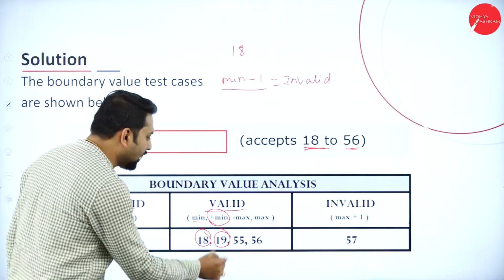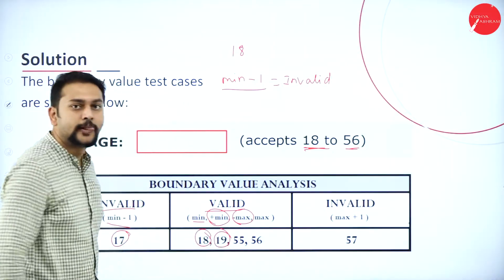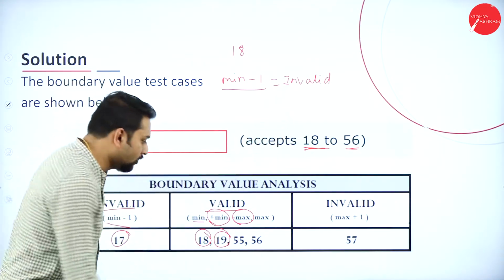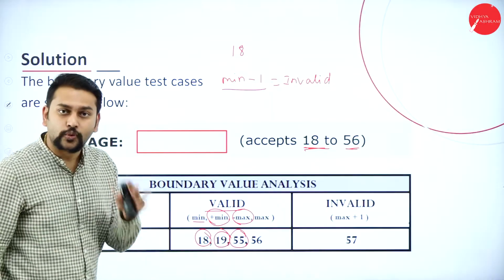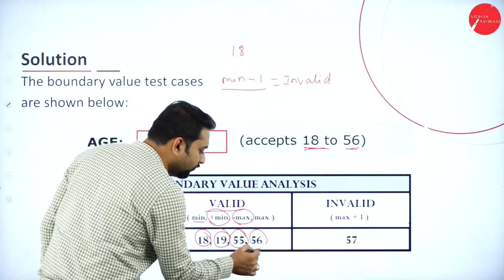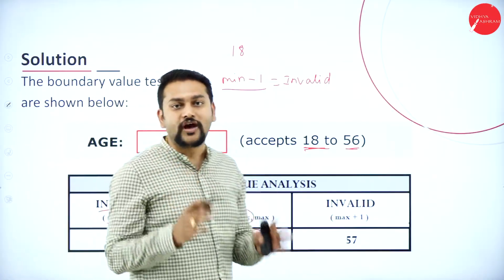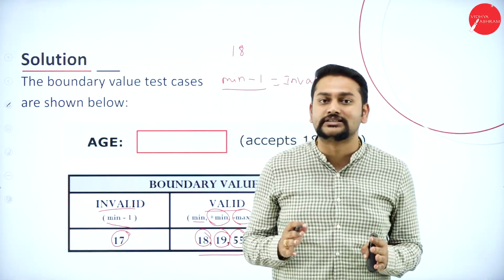Okay, what is the next one that I have? Maximum minus 1. Maximum value is what? 56. Minus 1 is what? 55. So this is also valid. What is the maximum value? 56. So these 4 values, I will consider as valid.